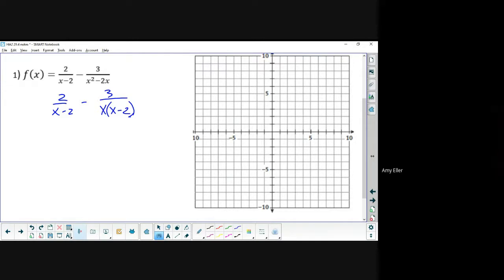This is all today, no calculator. Tomorrow, no calculator. Now you can see the denominators are kind of similar. This first one needs to get multiplied by x so that it has a common denominator.